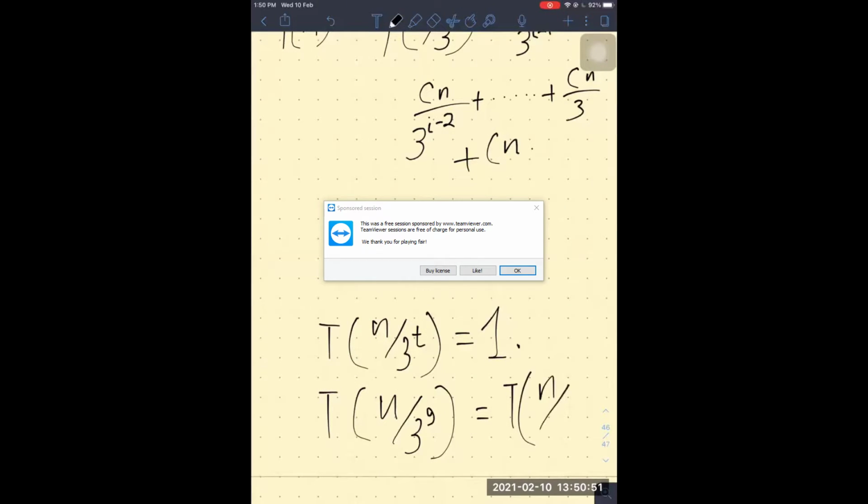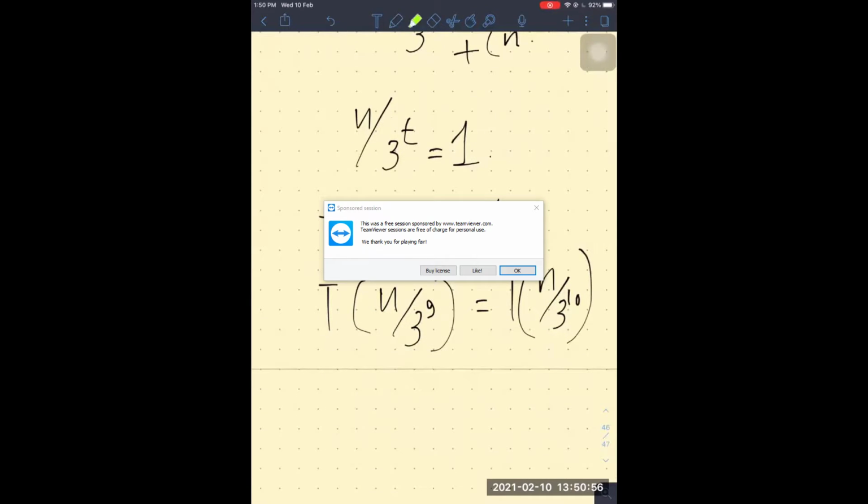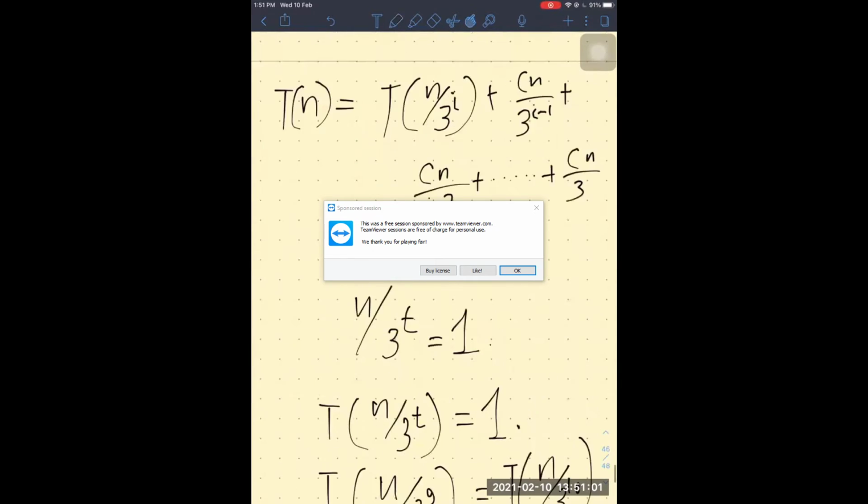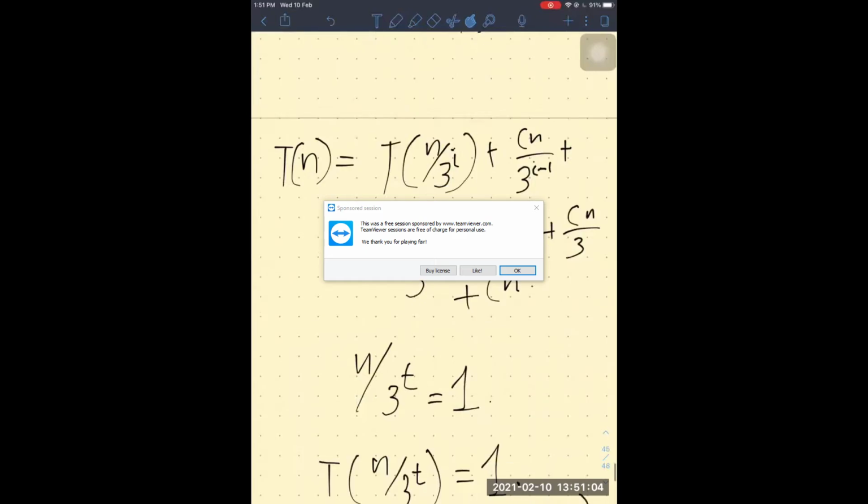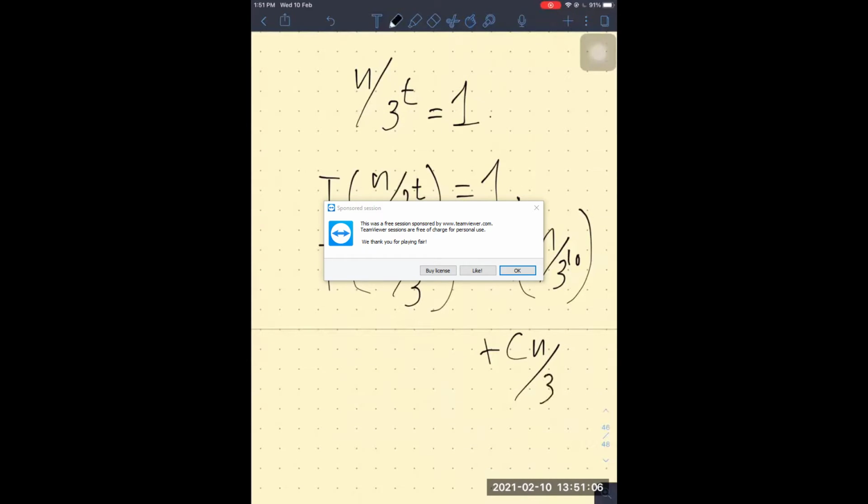T of n over 3 to the power 10, this plus c times n divided by 3 to the power 9 from the original equation. But if we get some t for which T of n divided by 3 to the power t is equal to 1, then we cannot apply this formula again. It stops there. Do you see what I am saying here?